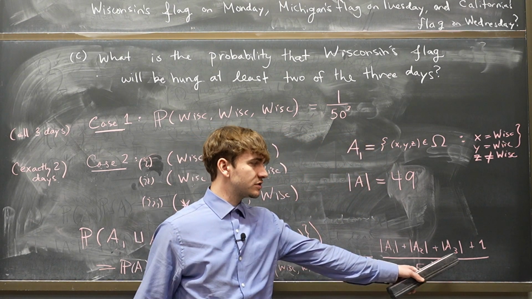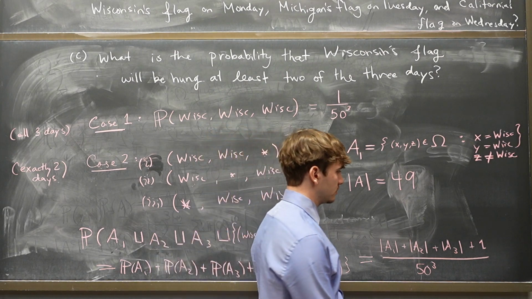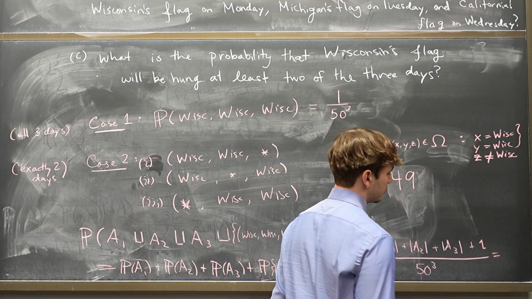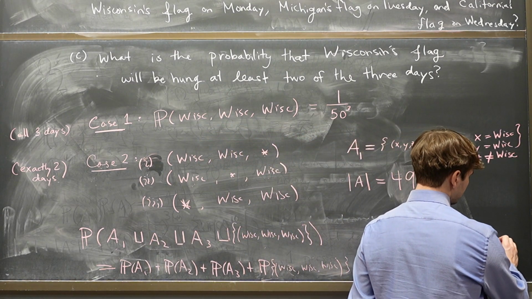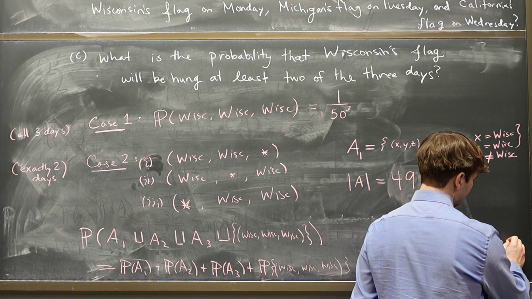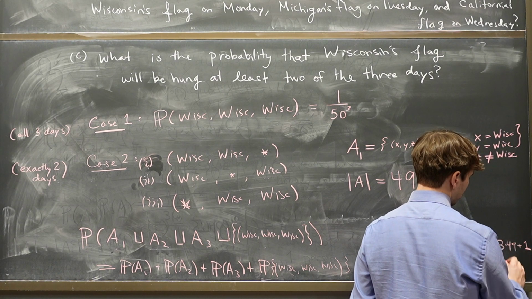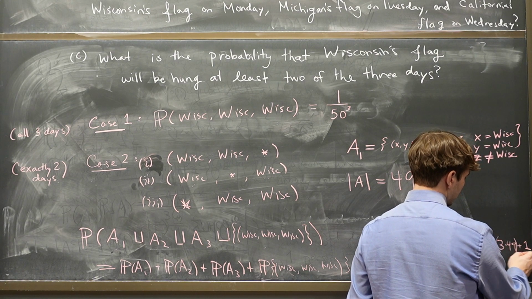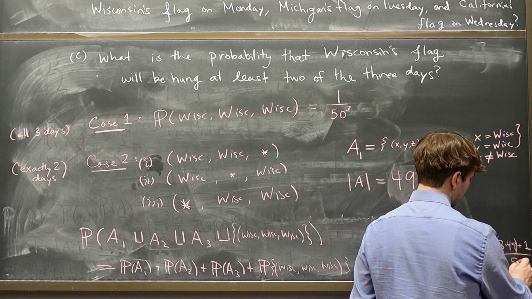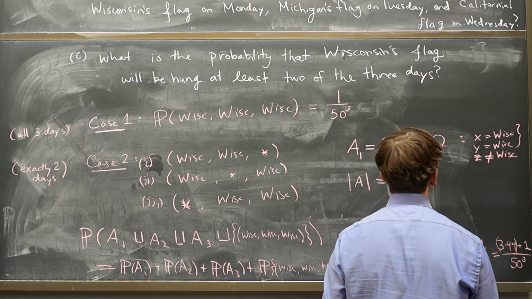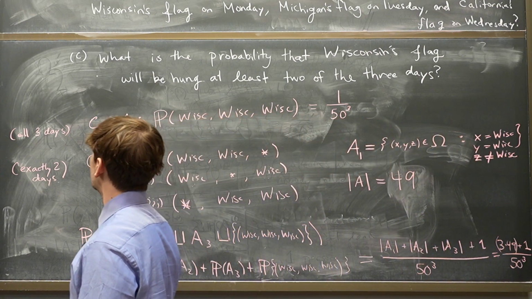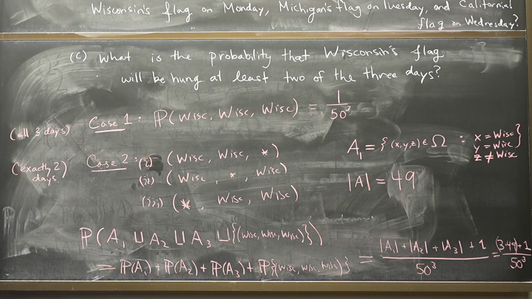We know that each of these cardinalities is 49, and so I'm going to end up with 3 times 49 plus 1, divided by 50 cubed. All right, and that should do it.